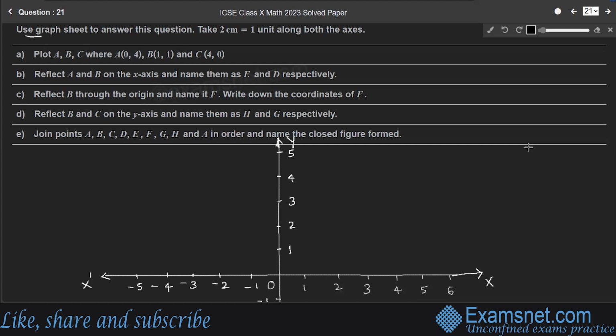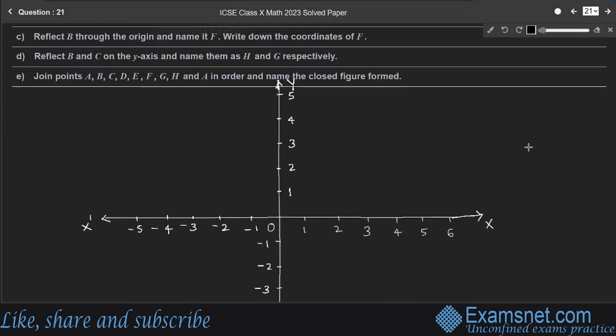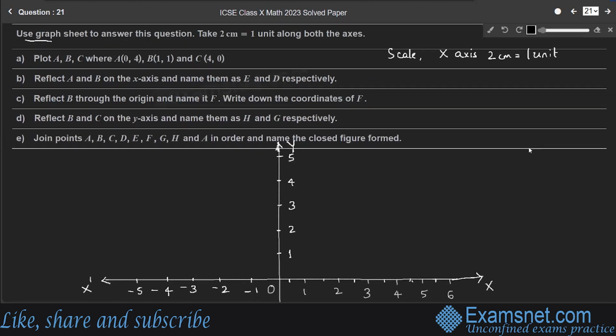Question 21. Use graph sheet to answer this question. Take 2 centimeter is equal to 1 unit along both the axes. Here, students, we are taking the scale. So on the x-axis, 2 centimeter is equal to 1 unit. So that means here I have mentioned units 1, 2, 3, 4 up to 6. Here 1 unit is equal to 2 centimeter. In between, there is a small portion, so each portion is equal to 1 centimeter. So 2 centimeter is equal to 1 unit.